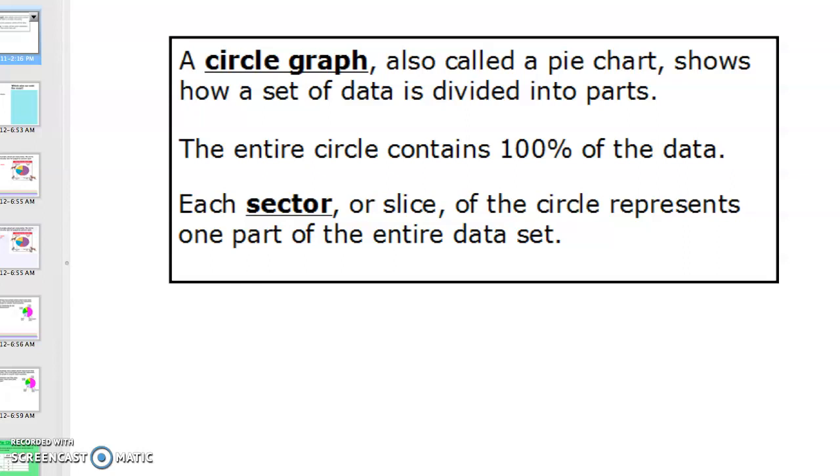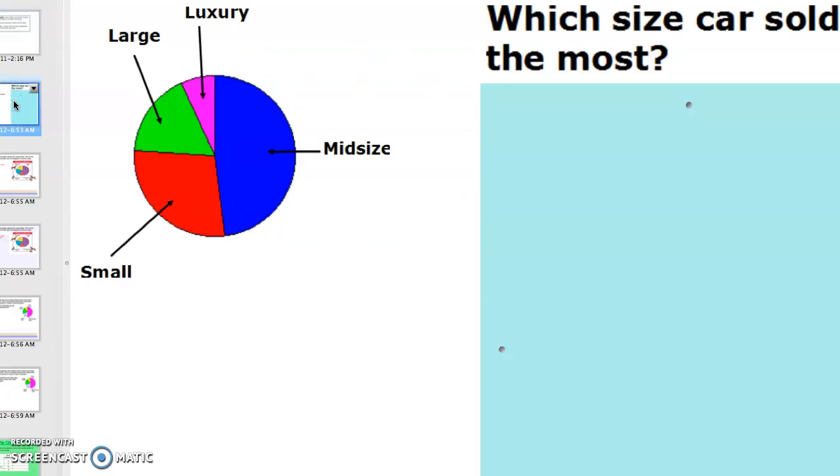Whenever I think about a circle graph, I always think about my pizza. The whole thing is 100%, and each sector or slice of it represents one part of the entire data set. So we're going to go ahead and look at a circle graph here, and then we can interpret it.